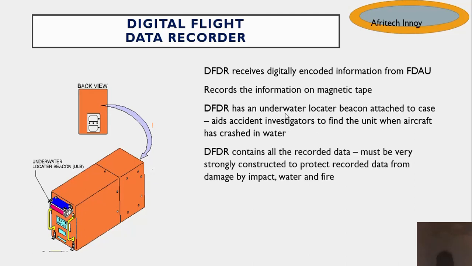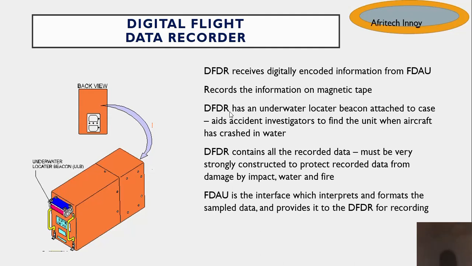The DFDR contains all the recorded data, so it must be very strongly constructed to protect the recorded data from damage by impact, water, and fire. So when it is underwater, it has a locator beacon. That beacon will always give signals at a given frequency.